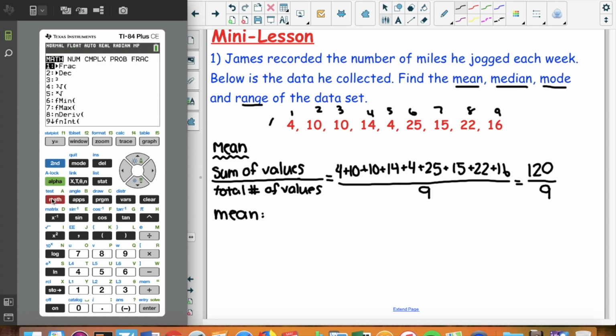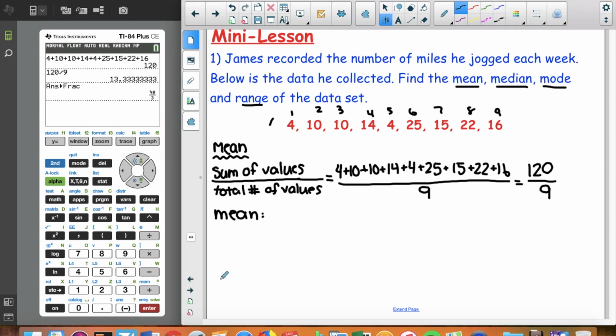So we are going to change this back to a fraction. So we press math, frac, enter, and it becomes 40 over 3. So the mean is 40 over 3. Another way, if you do want to write it as a decimal, you don't feel comfortable leaving it as a fraction, you can do 13.3 with the bar on top, meaning that that 3 is going to be repeating. So here is our mean.